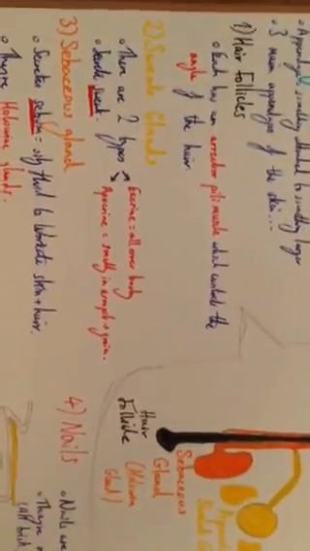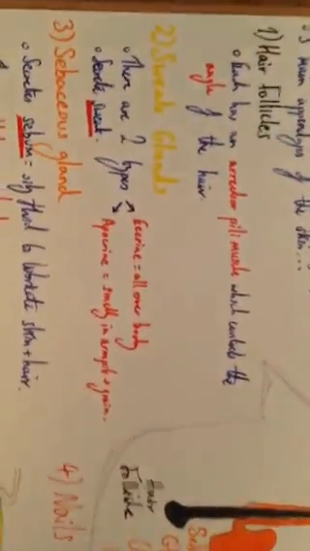Number 2 is sweat glands. As we can see here, there are 2 types of sweat glands, in the yellow. What are these 2 types? Eccrine, all over the body, and apocrine, which is in the smelly areas like our armpits and groin. So these ones, apocrine, are the nasty ones in the armpits and groin. Eccrine, all over the body.